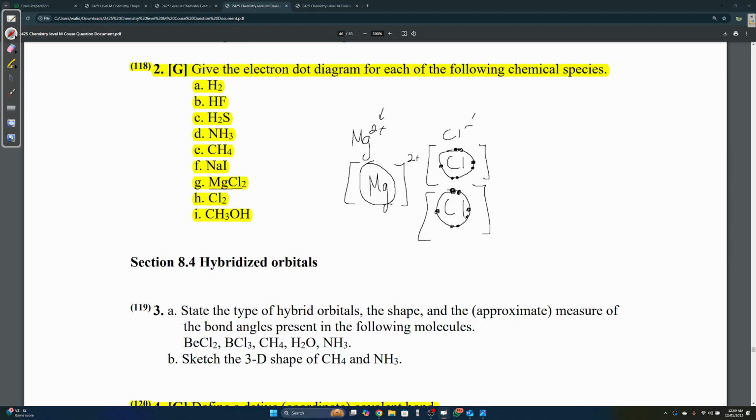It's Cl-. So what does that mean? It became 8, so it gained an electron. So you're going to put an X here and an X here. And now since we gained, we put our charge outside. That's it. The cation will always have an empty shell. The anion will always have a full shell.